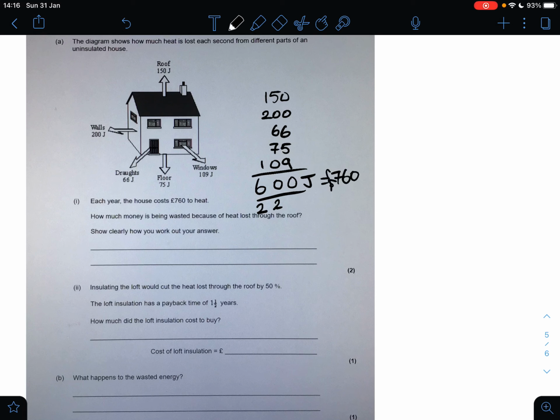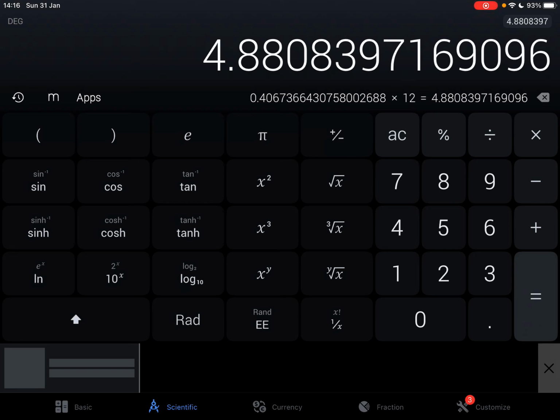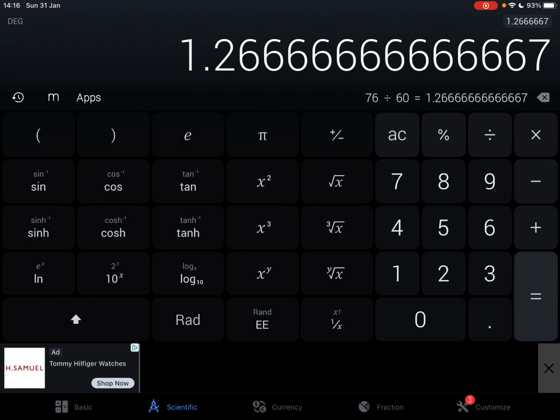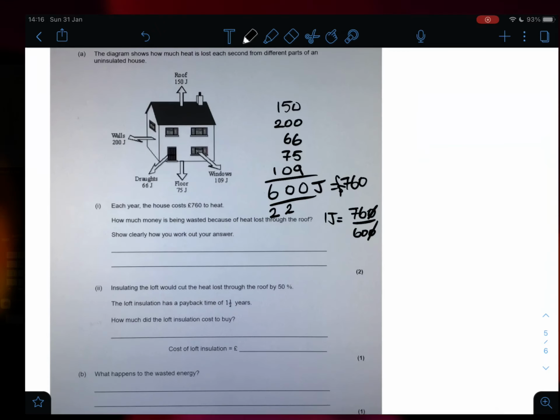equal to 760 pounds. So let's find out how much 1 joule is. So 1 joule equals 760 pounds divided by our 600 pounds. Now I can cancel my zeros. 76 divided by 60. So let's work it out. So we'll go to the calculator. Clear all of that. 76 divided by 60 equals 1.26. So I can go back to here.